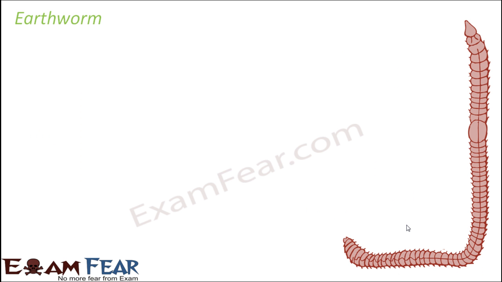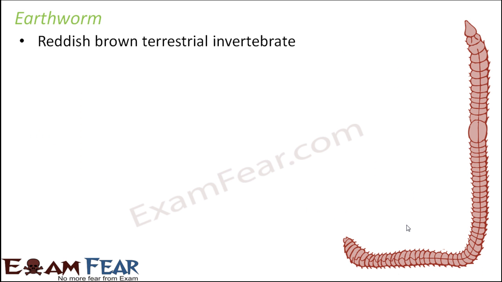So let's start with earthworm. A brief intro to earthworm. It is a reddish brown terrestrial invertebrate, that is, they do not have the vertebral column. If they do not have a vertebral column, they basically do not have the backbone which we have, because of which we are able to stand. That is why earthworms do not stand, they just creep over the ground.